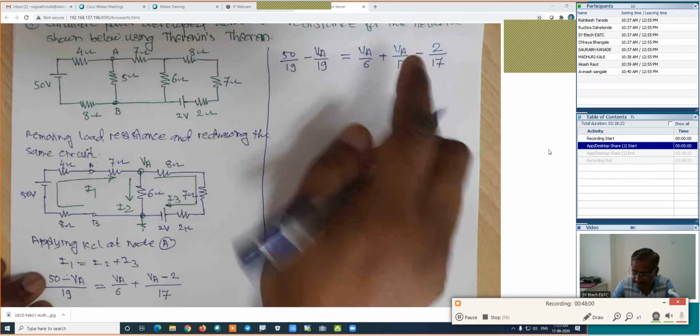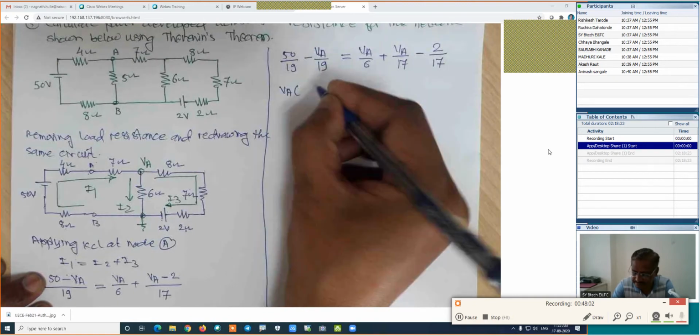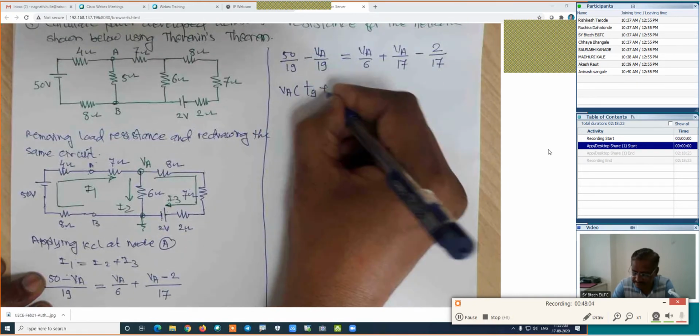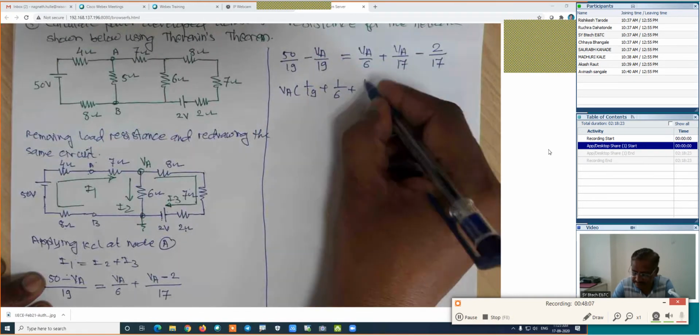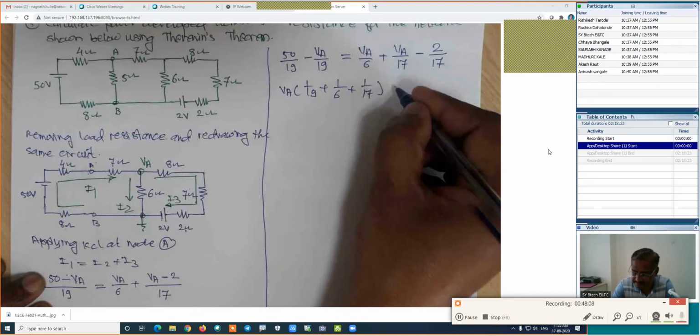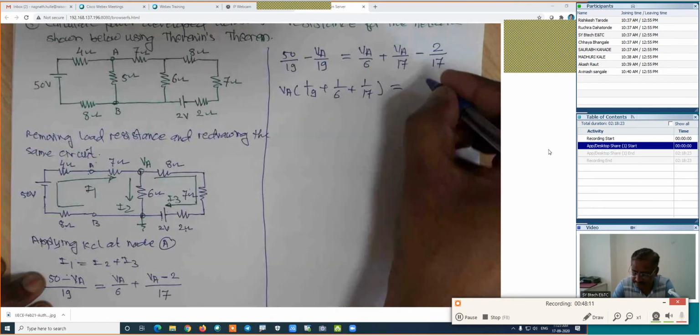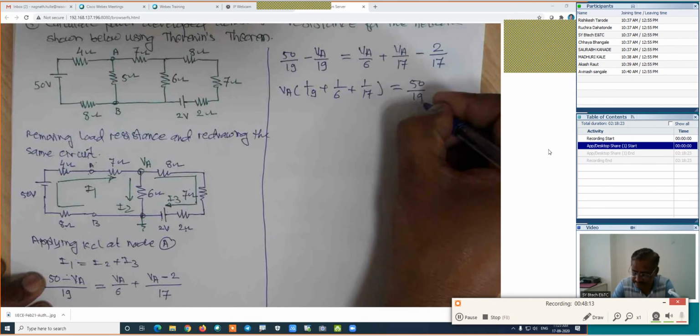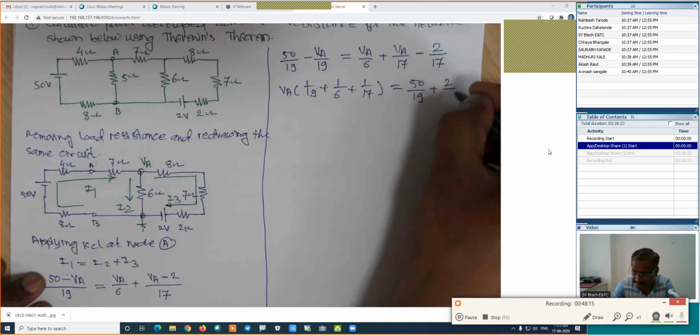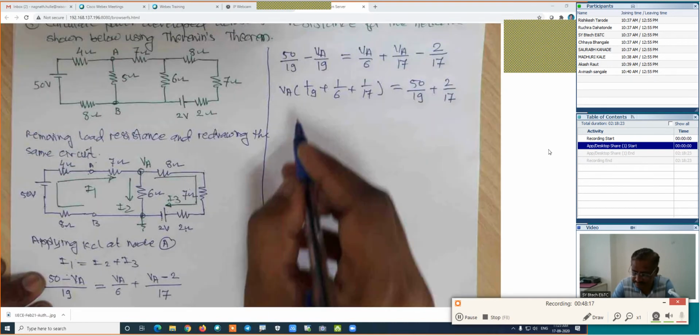I will shift this VA to the other side and take VA as common. Then it is (1/19 + 1/6 + 1/17) VA, which is equal to this constant. I will shift it to the other side: 50 divided by 19 plus 2 divided by 17. Find out the value of VA.